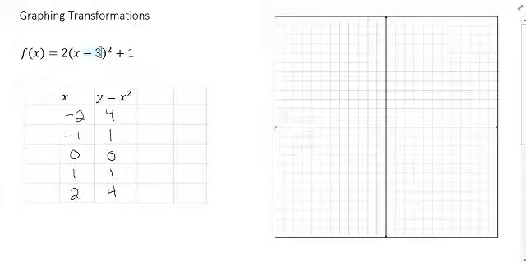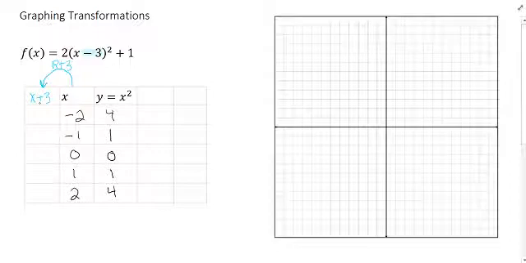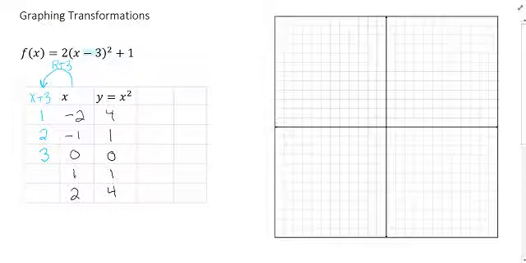A -3 means I'm going to shift to the right 3. So to shift to the right 3, that's a change in our x values. So I will take these values of x and move them right 3, which means I will take my values of x and add 3 to them. So -2, when I add 3 to it, I get 1. When I take -1 and add 3, I get 2. When I take 0 and add 3, I get 3. When I take 1 and add 3, I get 4. 2 plus 3 gives me 5.